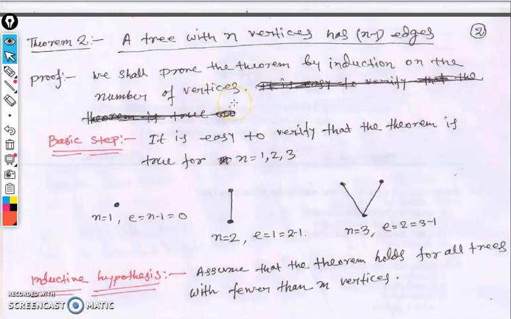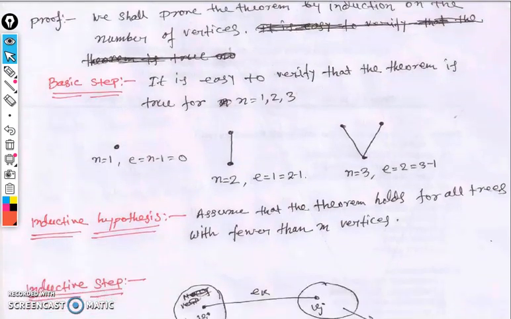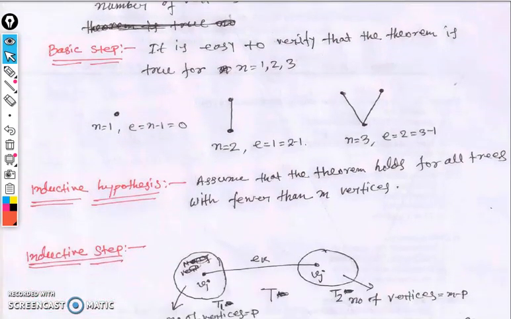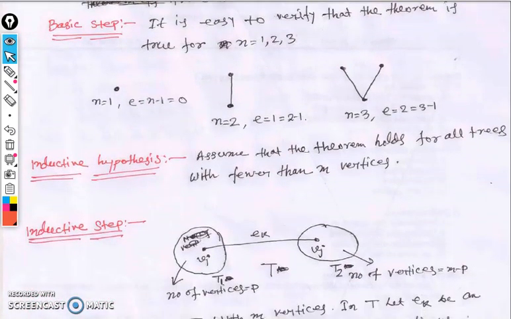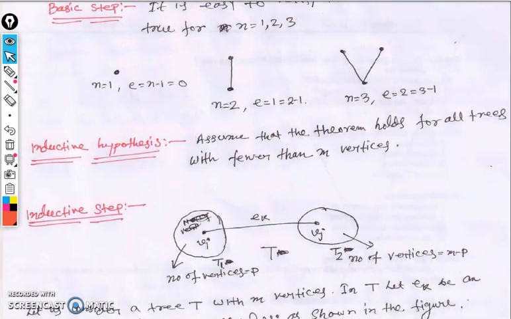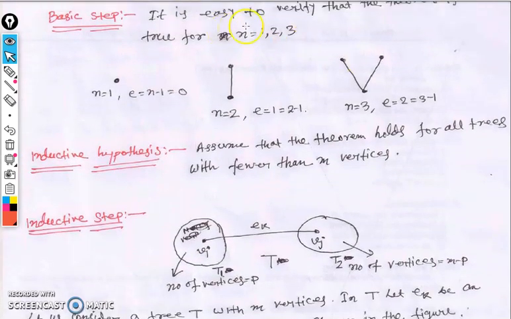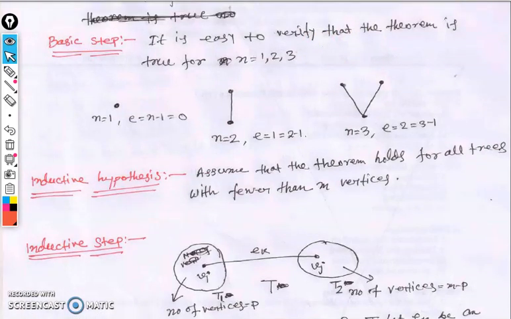We shall prove it by the mathematical induction method. That means the first step is the basic step, the second step is the inductive hypothesis, and the last step is the inductive step. We have already learned this in your lecture. It is easy to write that if the graph has only one vertex, then the number of edges should be 0, which satisfies n minus 1.